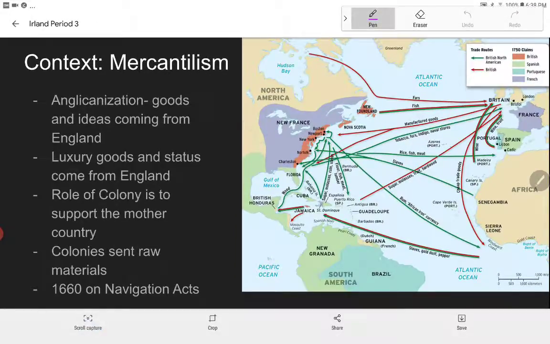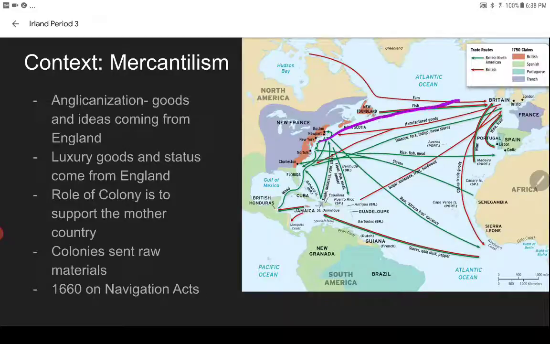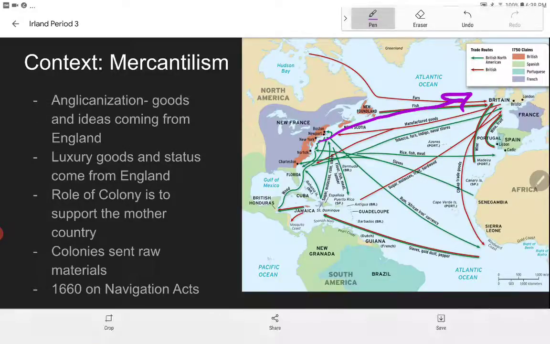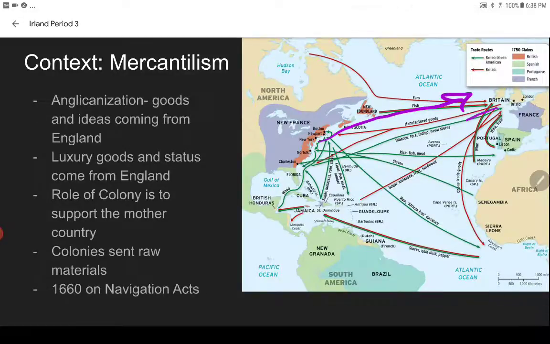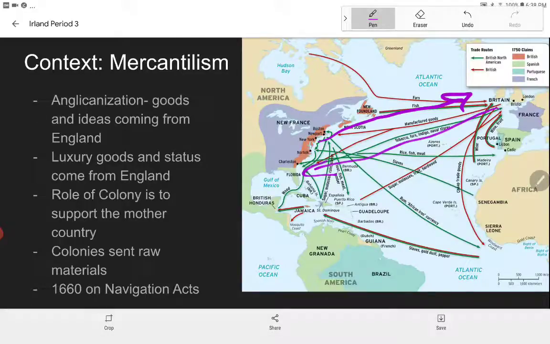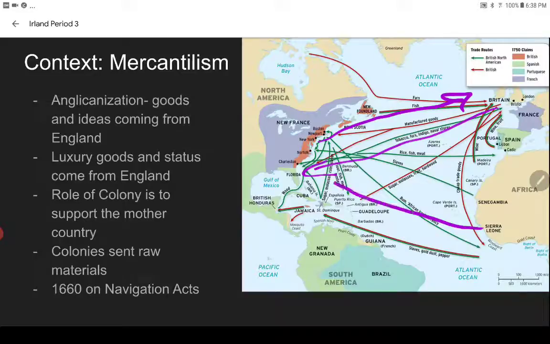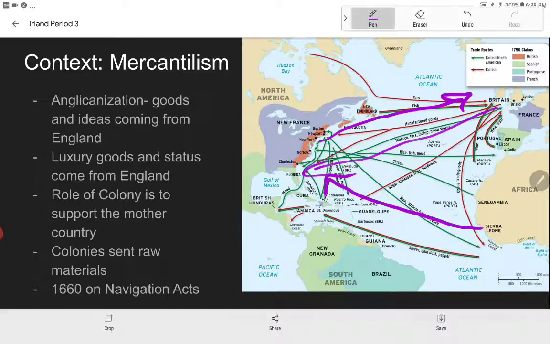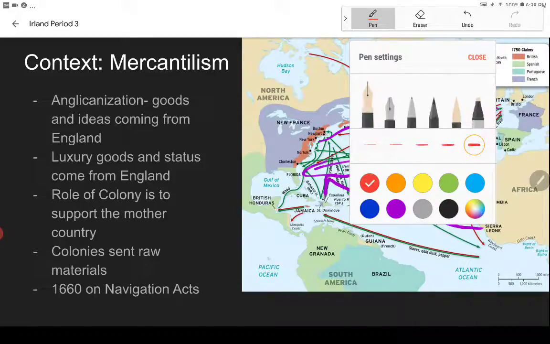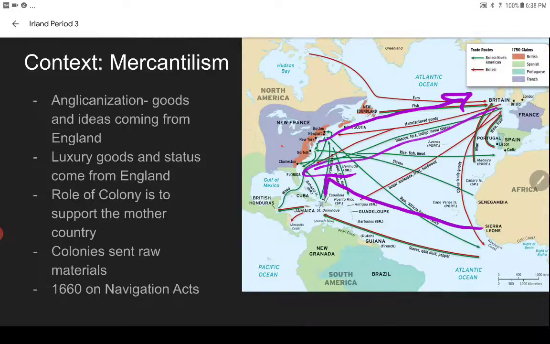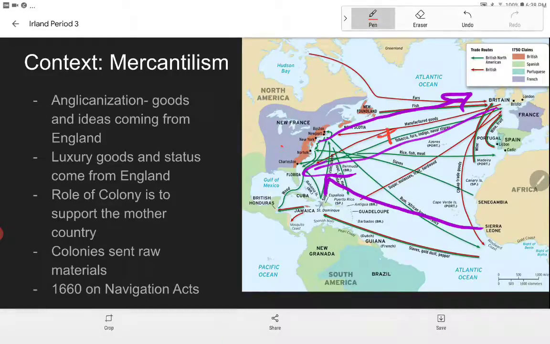So if we looked at it, these are supposed to be sending raw materials: fur, fish, tobacco, lumber. They are sending back manufactured goods. And in the triangular trade, we have slaves coming from Africa and all that. So what we also looked at is while mercantilism is the law of the land, you're supposed to be paying your taxes on all those things that are coming in. You are not supposed to be trading with other countries.